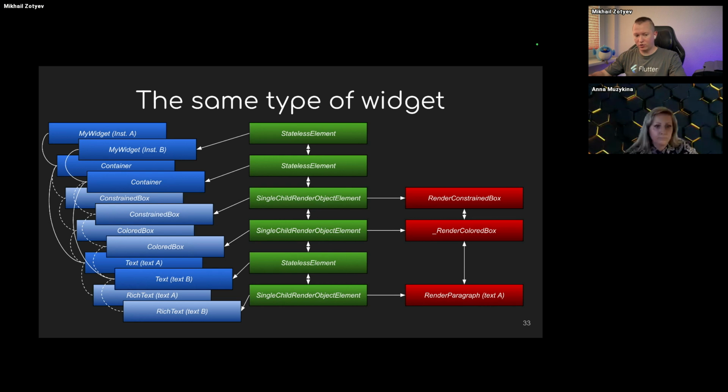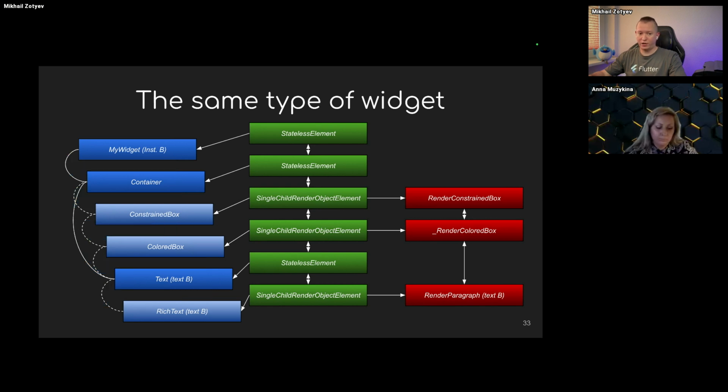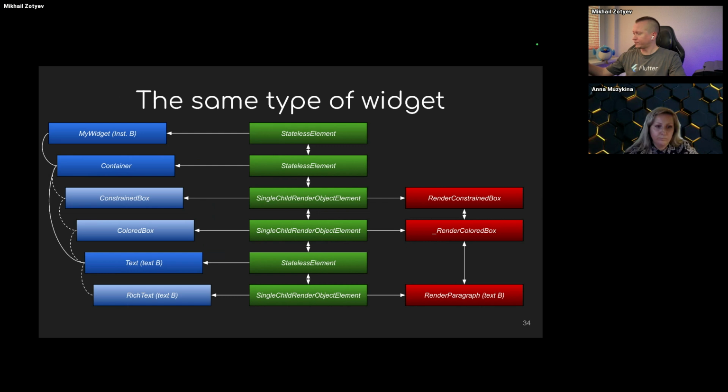But this render object widget has an update of a property, because previously it was rich text with the text A, and now it's text B. So because of this, the render object also should be updated. And after we finish this, we have completely updated this subtree.